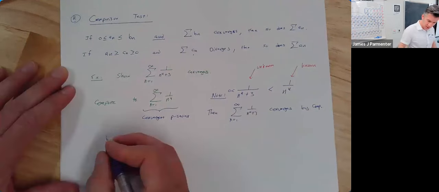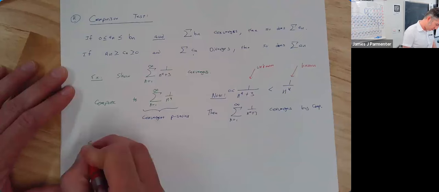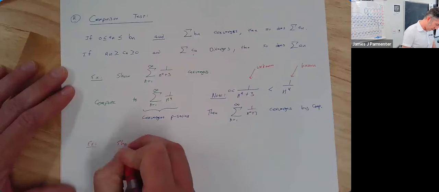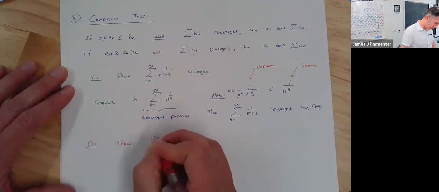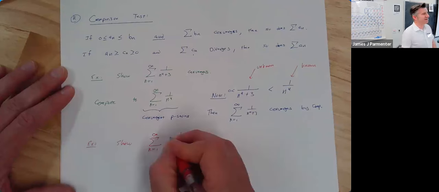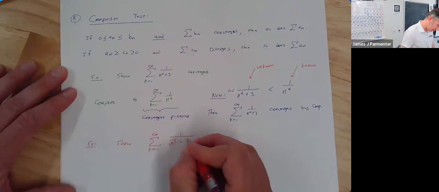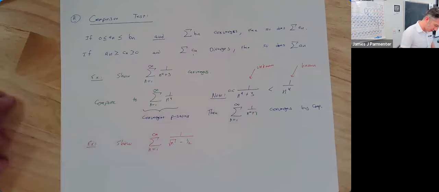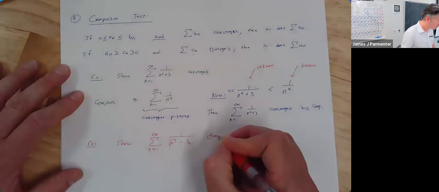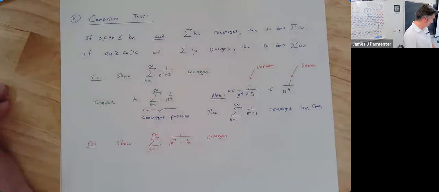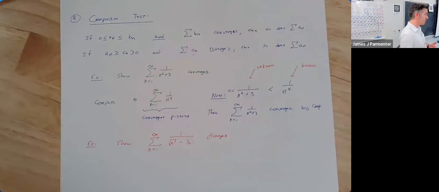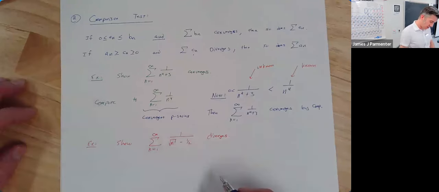I could also say I want to show the sum from n equals 1 to infinity of 1 over the square root of n minus the half, I guess, just to be easy about it. I want to show that this diverges. To show something diverges using comparison, I have to show that it is larger than some other known divergent series.